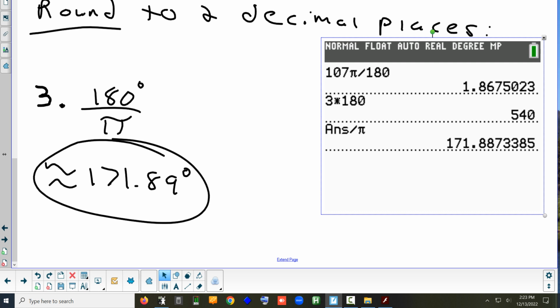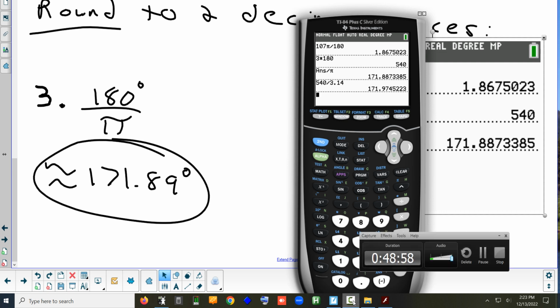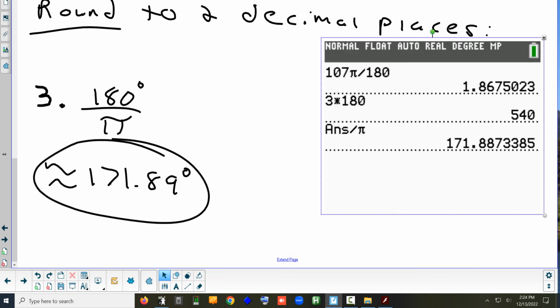Now instead of dividing by pi, let's use 3.14. And remember, we're supposed to be accurate to 2 decimal places. So let's take 540 and divide by 3.14. I get 171.97. Is 0.97 and 0.88 the same thing? No. Quite a bit off on that one. So, don't use 3.14. Okay, so any questions on converting between degrees and radians?